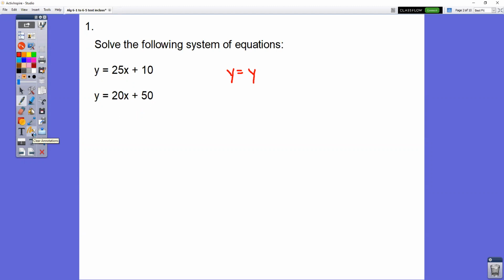Once you have x, sub it back in to find your y. Go ahead and try this one on your own, please. Set them equal to each other.